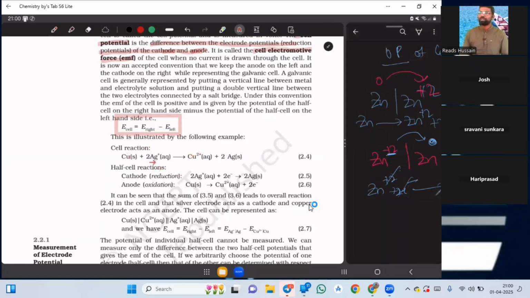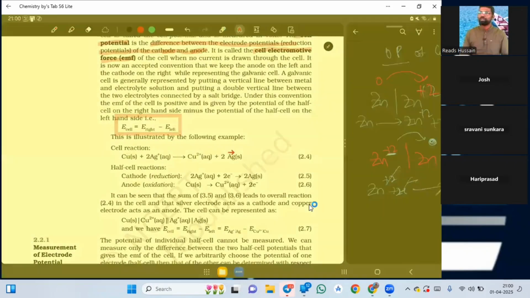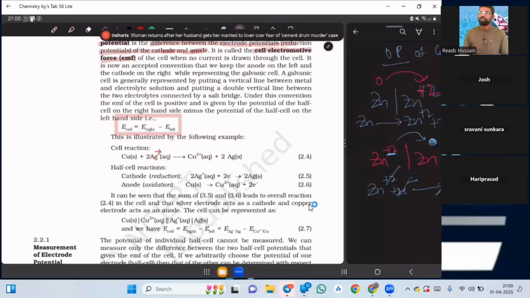And now come to the silver. Ag+, the oxidation number is plus 1. What about Ag on the product side? There is no charge, no plus, no minus over the silver here. So no charge means 0. Plus 1 to 0 means reduced, no? So this is undergoing reduction. From the given cell reaction, you have to recognize which part is oxidation and which part is reduction. You can easily identify by seeing their oxidation numbers.